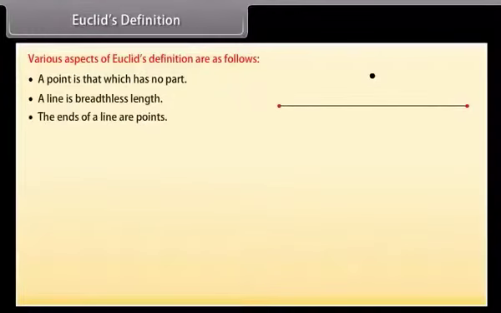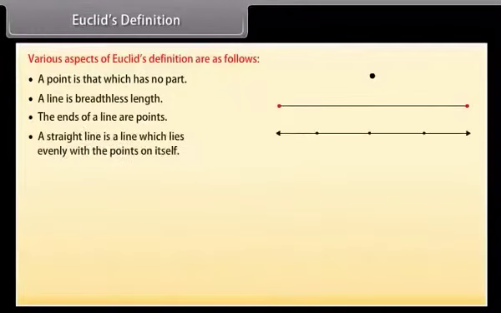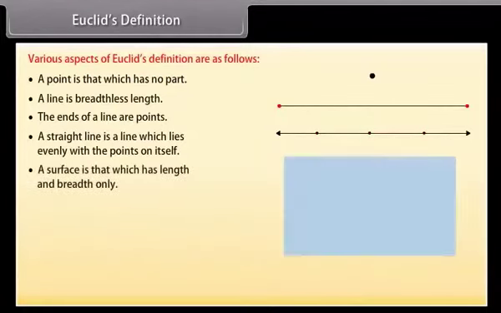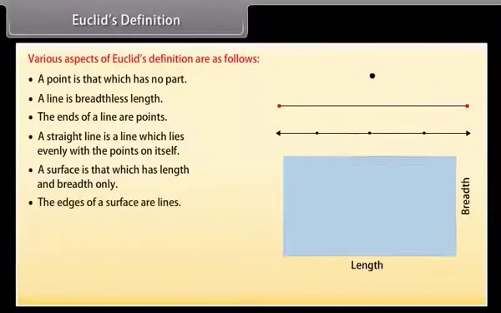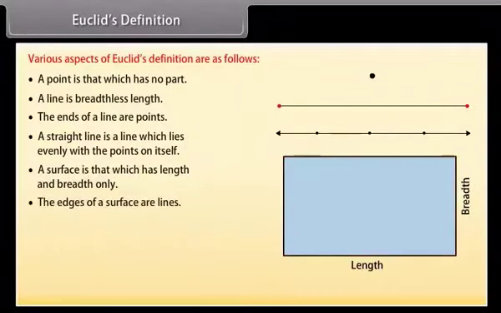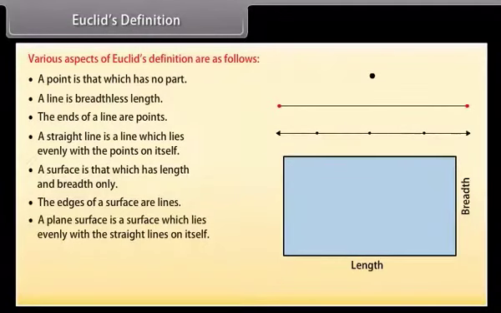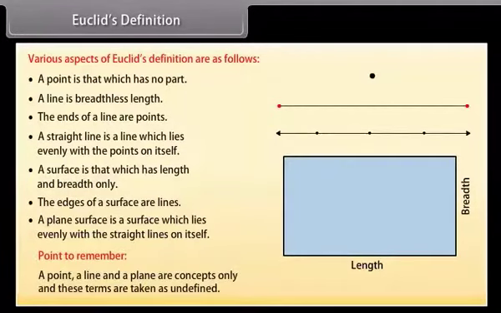ends of a line are points, a straight line is a line which lies evenly with the points on itself, a surface is that which has length and breadth only, the edges of a surface are lines, a plane surface is a surface which lies evenly with the straight lines on itself. Point to remember: a point, a line, and a plane are concepts only, and these terms are taken as undefined.